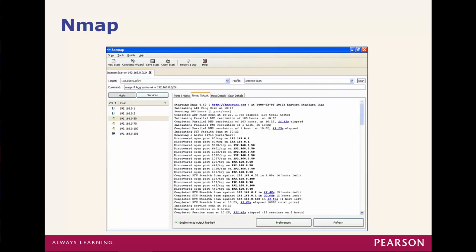Nmap, also known as ZenMap, depending on the interface and the operating system that you're using, could do things like reconnaissance for your network. So you could see what addresses are open, what addresses are responding to what ports, things of that nature.